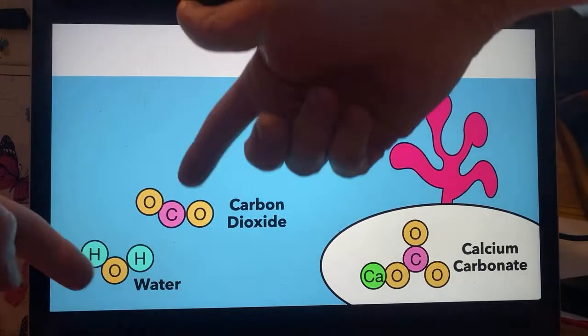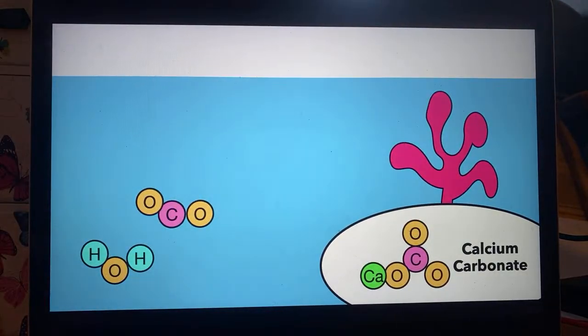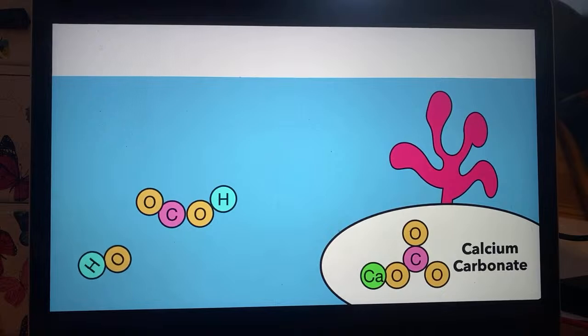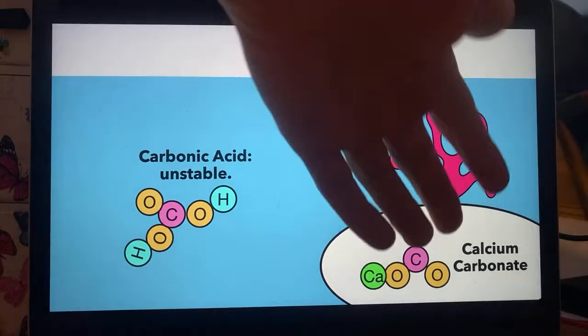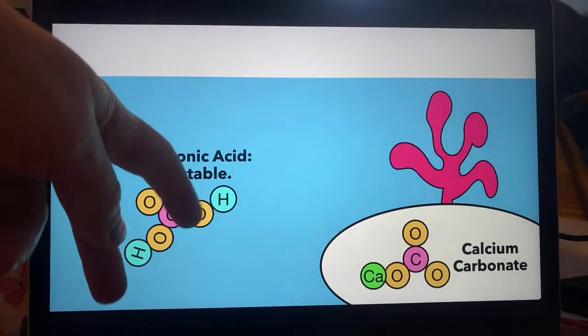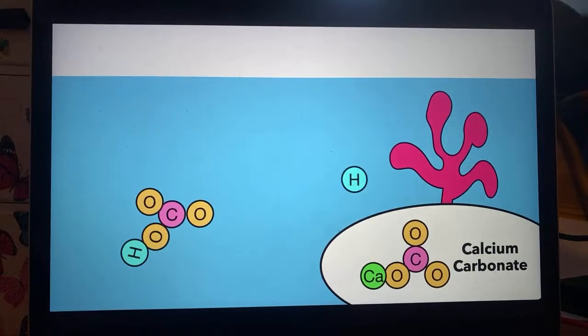Look, we've seen this before. What happens if you get carbon dioxide and water and they react together? Oh, you get an unstable particle called carbonic acid. So now we've got carbonic acid and calcium carbonate in the ocean. What is an acid? It's just hydrogen particles moving around, isn't it?